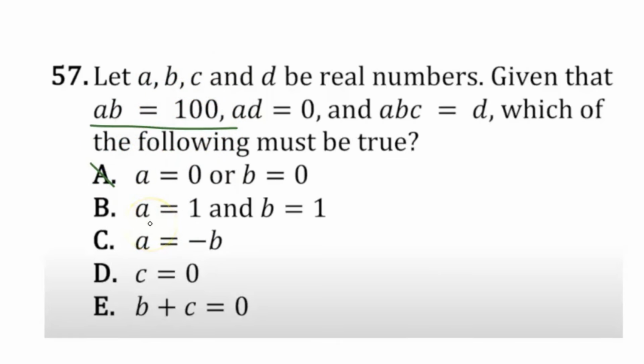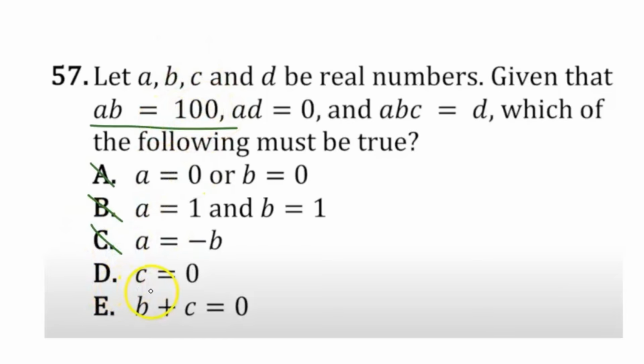B says both A and B are 1. Well, A times B is given as 100. 1 times 1 is 1. Those two aren't equal, so it can't be B. C says A is equivalent to negative B. Well, again, we can see we get a positive value when we multiply A and B. If C were true, we'd get a negative value instead of positive 100 in our case.